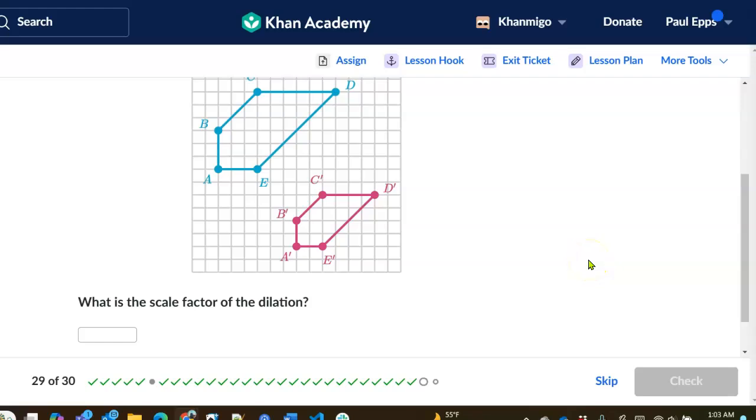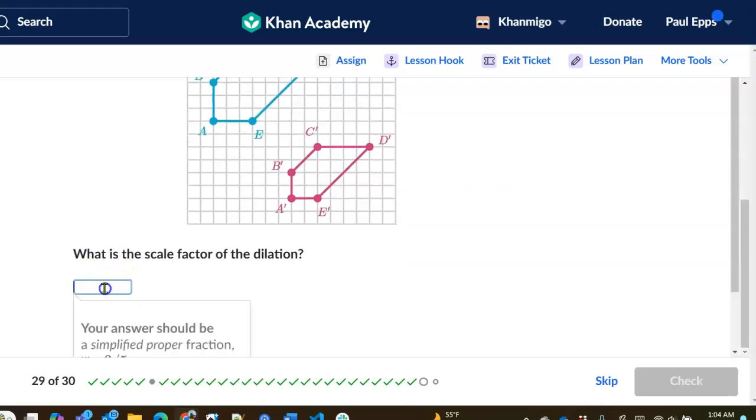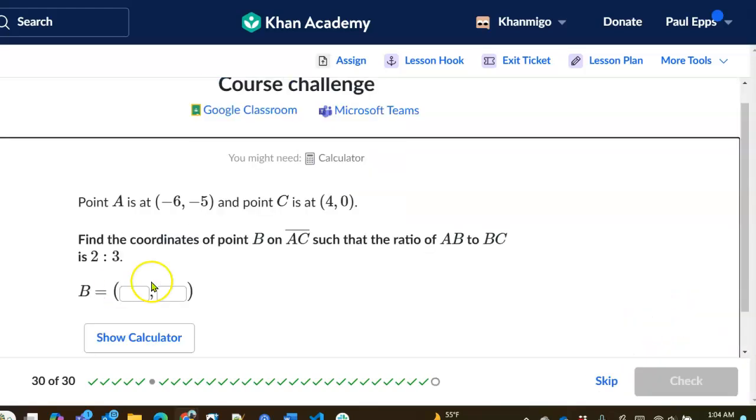What is the scale factor of the dilation? Well, so we're going from this one to this one. Let's pick something here, let's pick BA, which is 3 in the original, and then it's 2 in the dilation. So the scale factor is 2/3. All right.